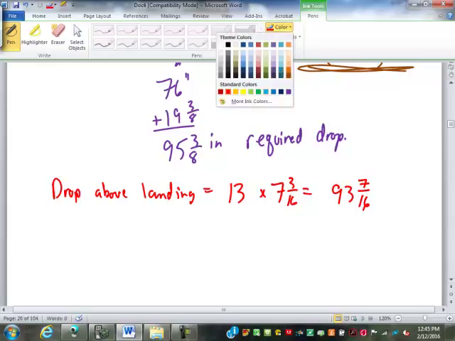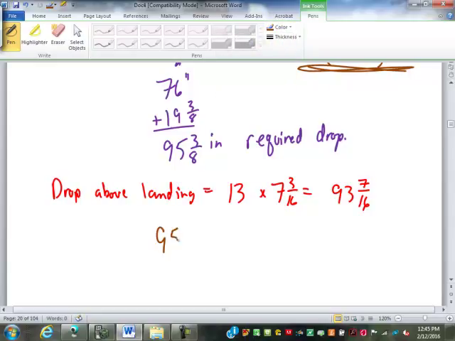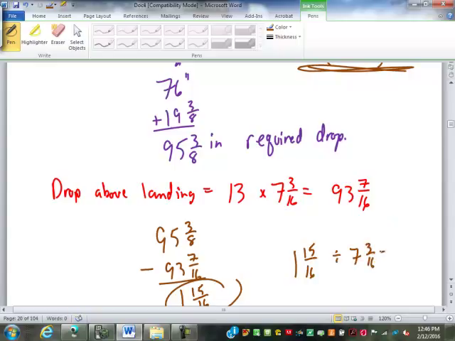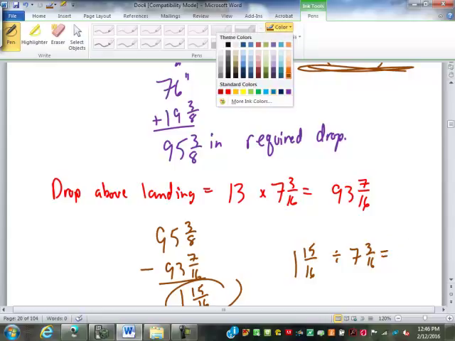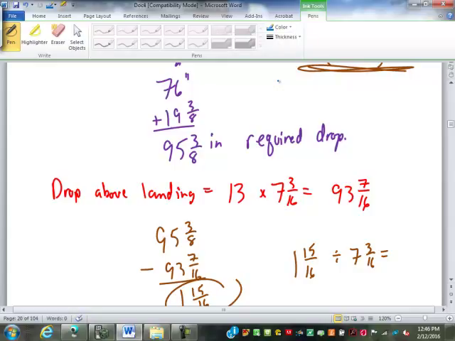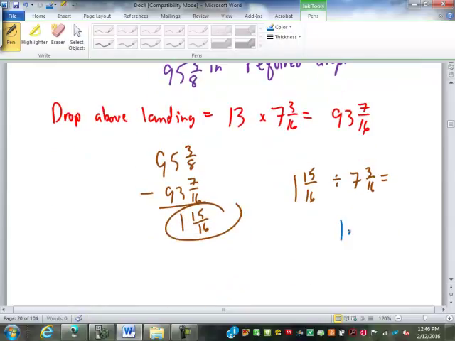So what that means is we need how much more? Well, we're going to take our 95 3/8 minus 93 7/16 gives us 1 15/16 if we subtract. So we need a drop of 1 15/16 inches. How many risers is that going to be? I don't even need to divide this out, do I? If I divide that by 7 3/16, I'm going to get 0 point something, which means we round up to how many rises? 1. We need 1 rise.